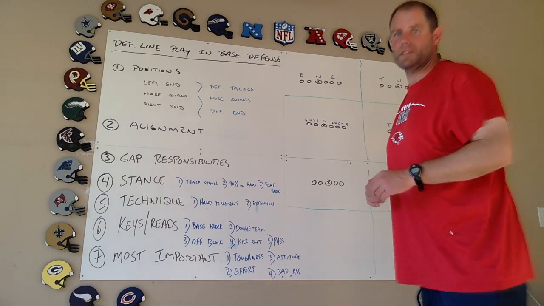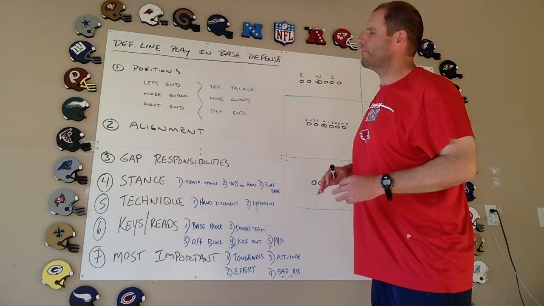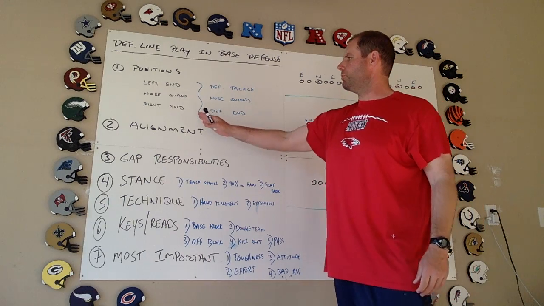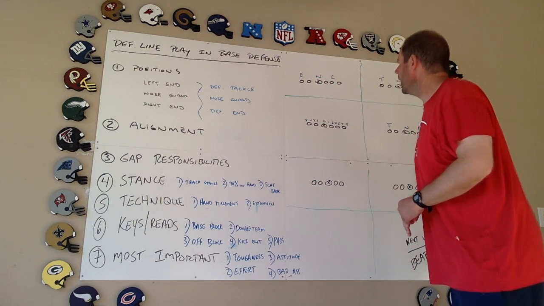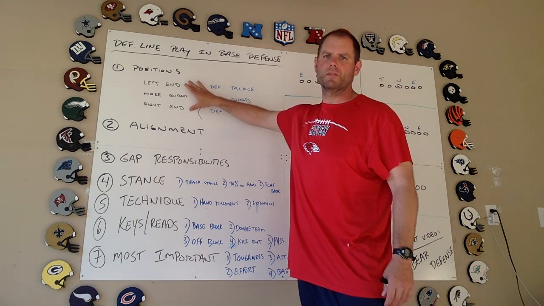Hey guys, today we're going to talk about defensive line play in our base defense. We have three defensive line positions, and they can be called one of two different things. Okay, so we're going to go through those very quickly. First and foremost, we could stay with a left and a right defensive end.